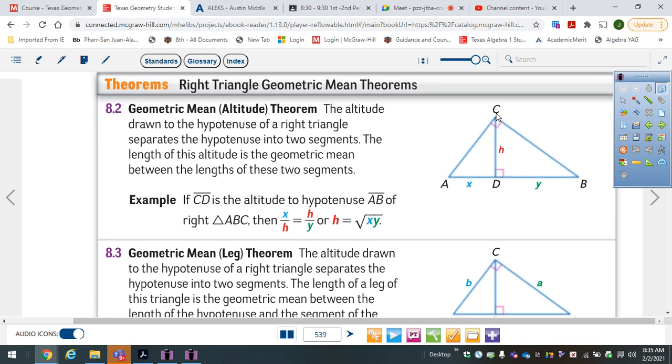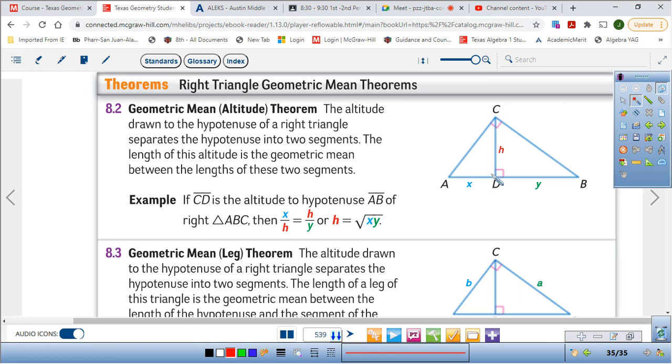So here we go. This altitude here has a cool little feature. The altitude drawn to the hypotenuse of a right triangle separates the hypotenuse into two segments. So when you draw this altitude, it separates it into x and y. The length of this altitude is the geometric mean between the lengths of the two segments. So look what it says. The length of this altitude is the geometric mean between these two pieces. Pretty cool, right? So please write that down real quick.